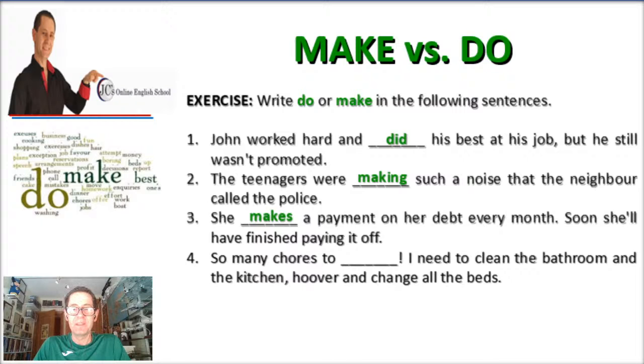It's hard, isn't it? Okay, don't forget to write the number, otherwise it's kind of hard. Don't forget to write the numbers. Number 4. How many chores, meaning responsibilities, duties that you have to do at home? So many chores to. I need to clean the bathroom and the kitchen, hoover and change all the beds. So number 4 is, ladies and gentlemen, so many chores to.